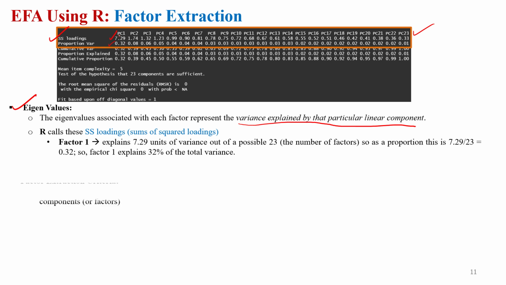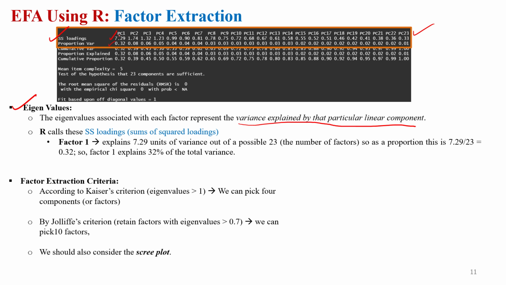The next thing is how many factors we need to extract out of these 23. Should we consider all 23, or the first 15, or 10, or 5? There are certain criteria we can use to decide the number of factors. One of the criteria is Kaiser's criterion. Another is Jolliffe's criterion. Kaiser's criterion says if the eigenvalue is greater than 1, that component or factor is going to be picked.